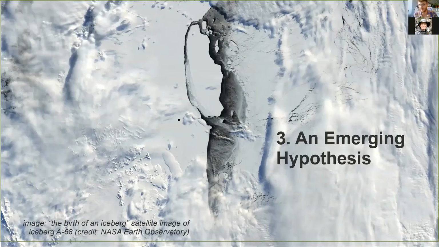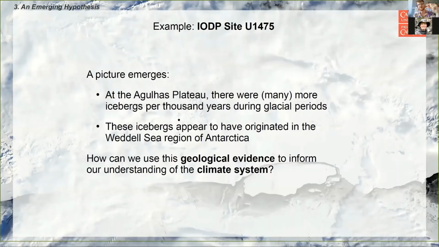And all of this together starts to culminate, and we can start to put together our hypothesis. The question now is, how do we go from this single location, this one geological record, and extrapolate that to improve our understanding of the climate system and of the ocean system? So in glacial periods, there's more icebergs. These icebergs appear to have originated near Antarctica in the Weddell Sea.